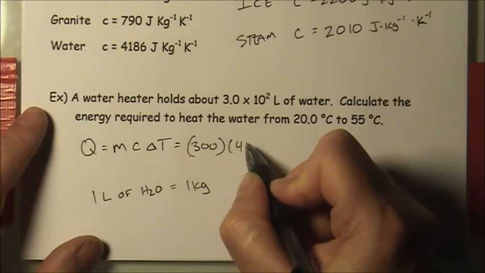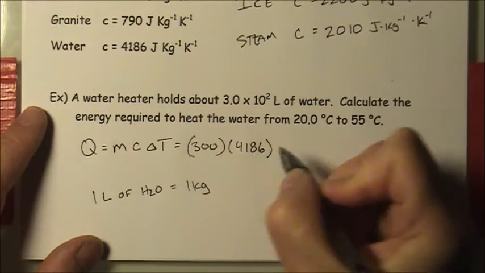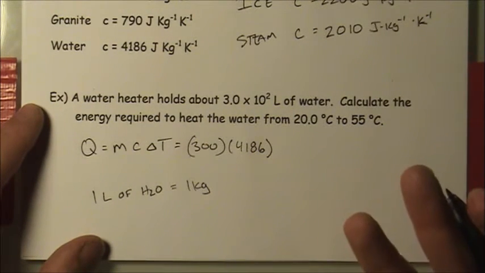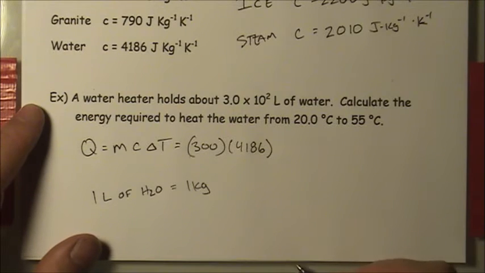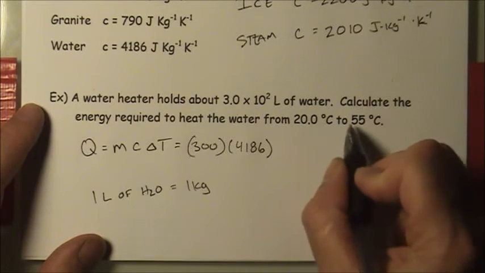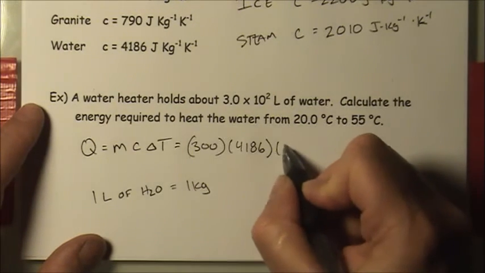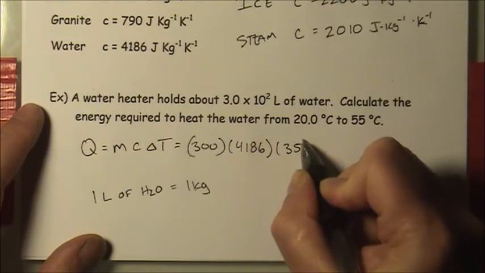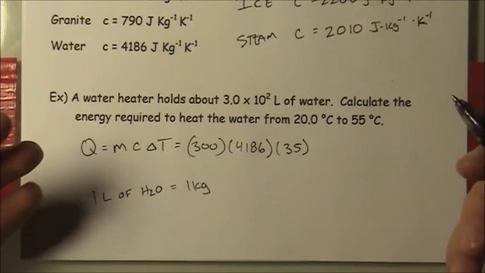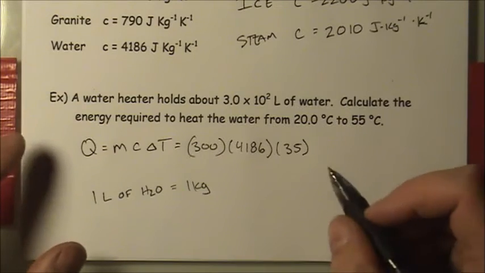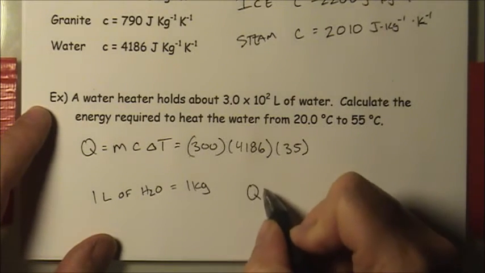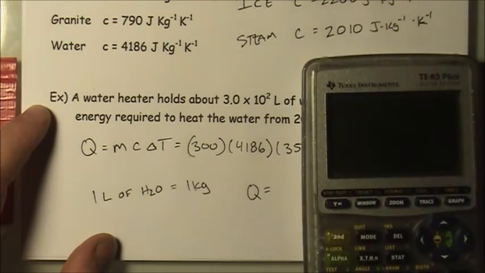We've already seen that the specific heat capacity is 4186, or you can use 4200 as an approximation for C. And then in this case, we want to change the temperature from 20 to 55. That would be 35 degrees Celsius, which is the same thing as 35 kelvins. So in this case, the Q comes out to be 300 times 4186 times 35.